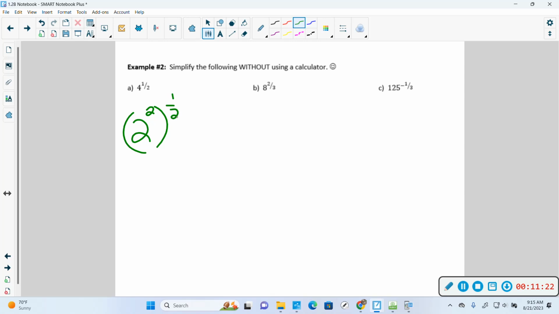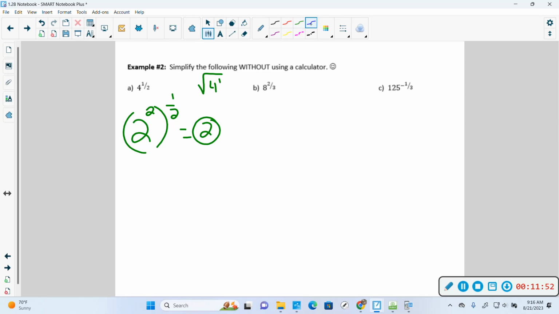And I'm like, oh, well that's not so bad. We know our power properties. Exponent raised to an exponent, multiplying. What's 2 times 1/2? 1. So we have 2 to the first, aka 2. Now, the other way to think about it too is, remember we just talked about these rational exponents. This is the same thing: square root of 4 to the first. We know the square root of 4 is 2. Okay.